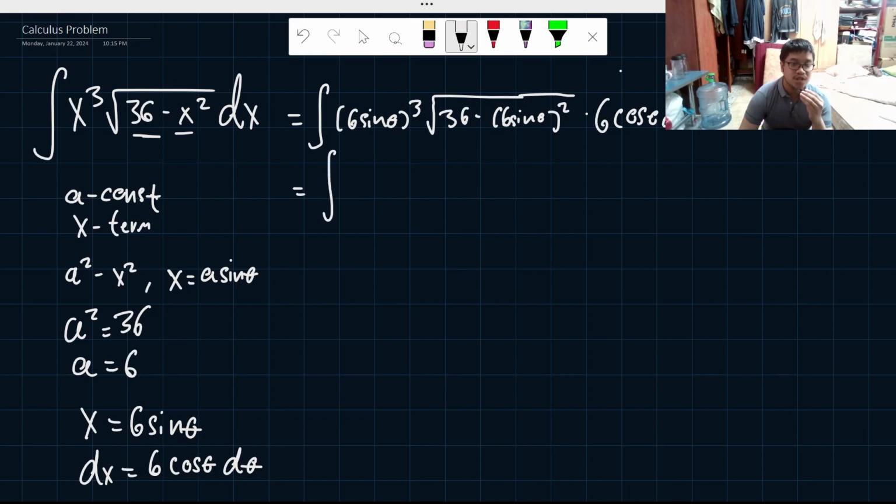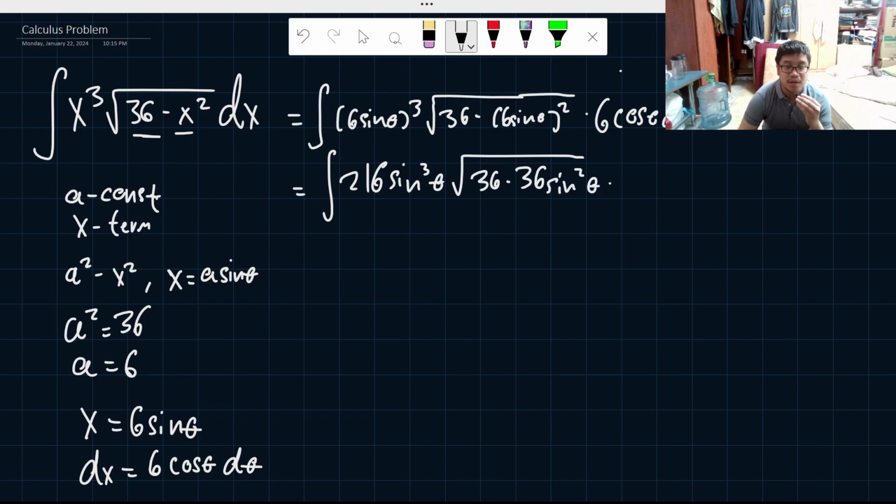The cube of 6 sine theta is 6 times 6 times 6, so that would be 216. So 216 times sine cubed theta times the square root of 36 minus 36 sine squared theta times 6, all right, times cosine theta d theta.